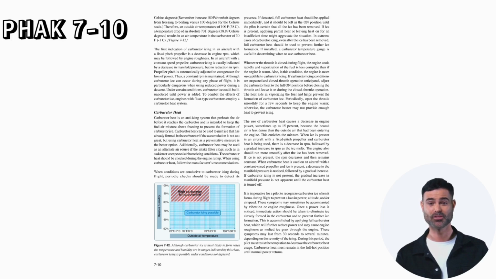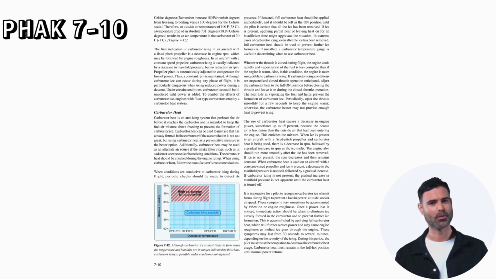When carburetor heat is used on an aircraft with a constant speed propeller and ice is present, a decrease in the manifold pressure is noticed, followed by a gradual increase. If carburetor icing is not present, the gradual increase in manifold pressure is not apparent until the carburetor heat is turned off. It is imperative for a pilot to recognize carburetor ice when it forms during flight to prevent a loss in power, altitude, and/or airspeed. These symptoms may sometimes be accompanied by vibration or engine roughness.